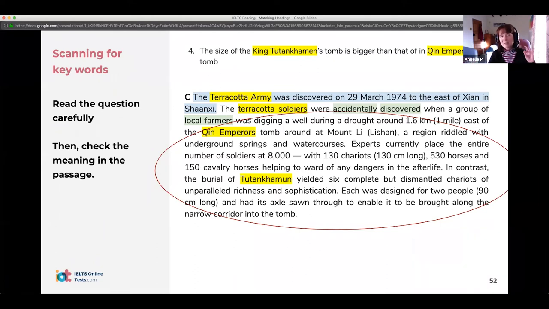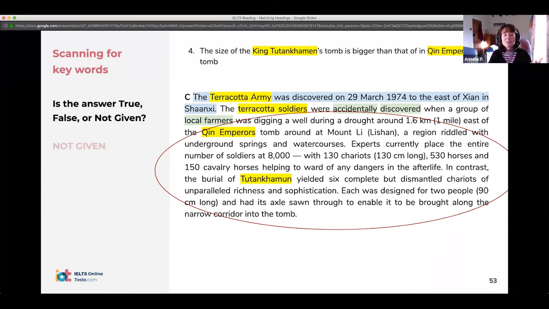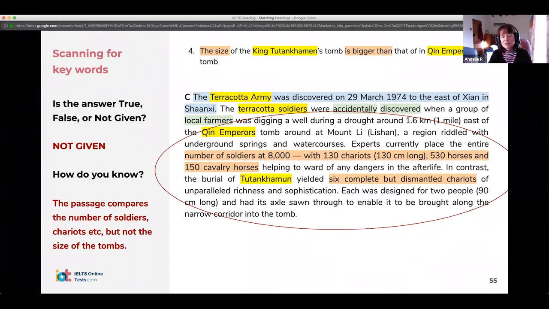So in the question, we're talking specifically about size. And what are we talking about in the paragraph? Exactly. We're talking numbers in the paragraph. They're not equivalent. It doesn't say that it's bigger, but it also doesn't say that it's smaller. We don't have the contradictory information, so we can say that it's not given. It's different information. It's not true, it's not false, it's not given.